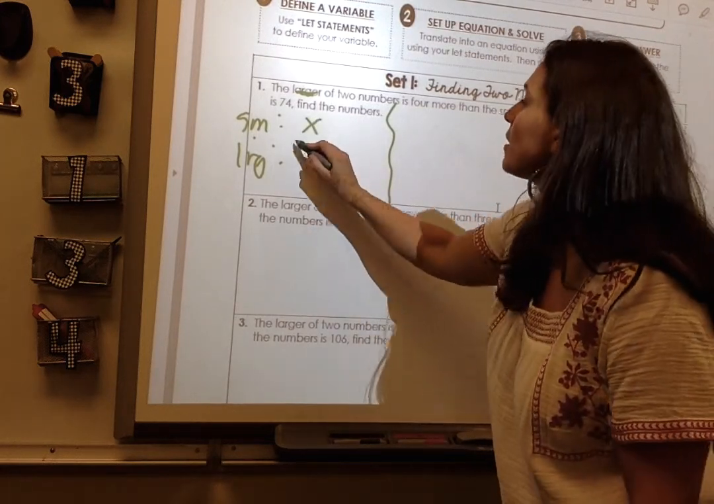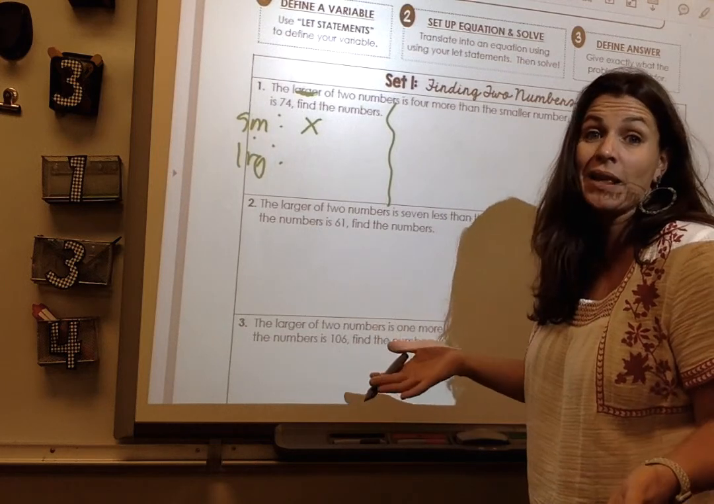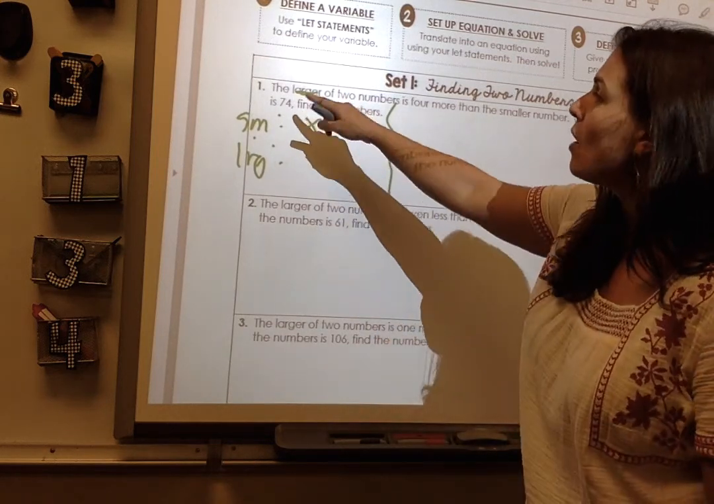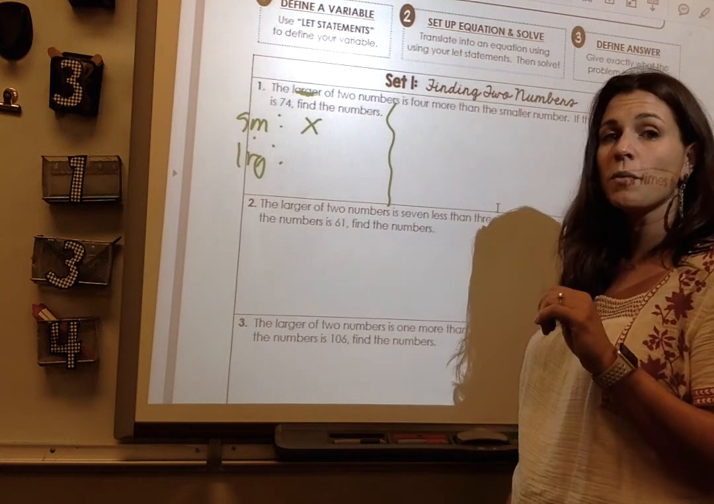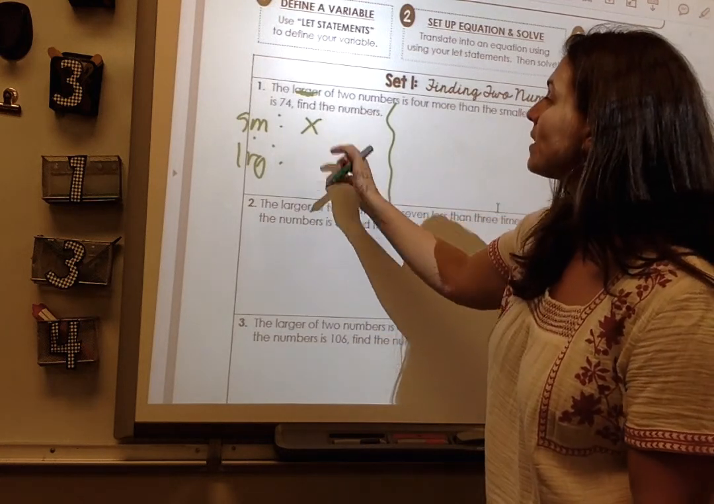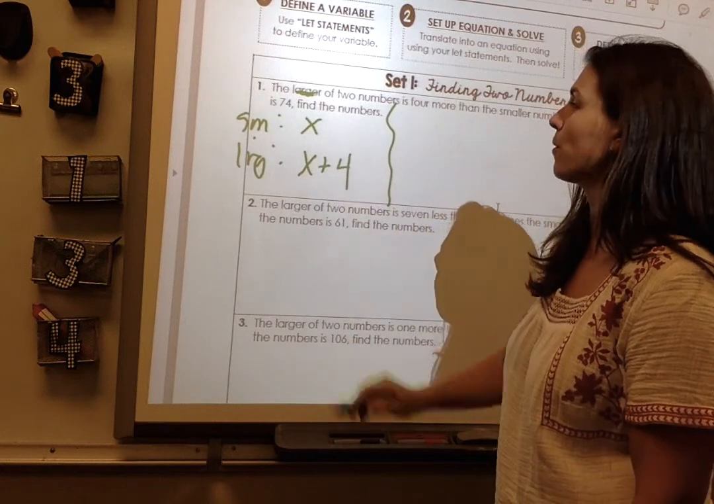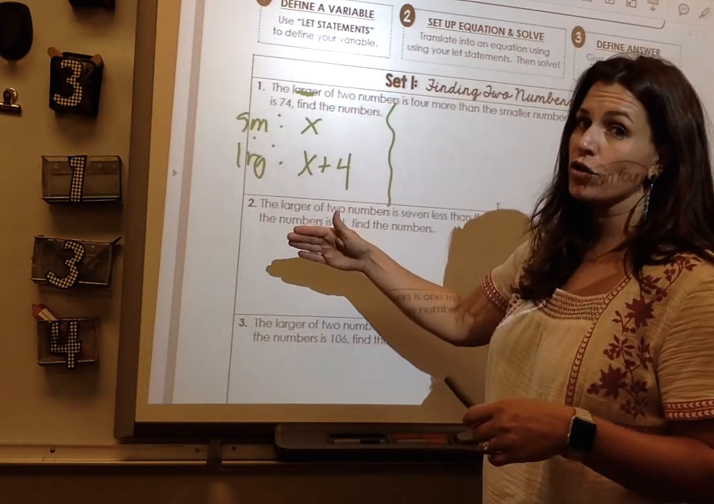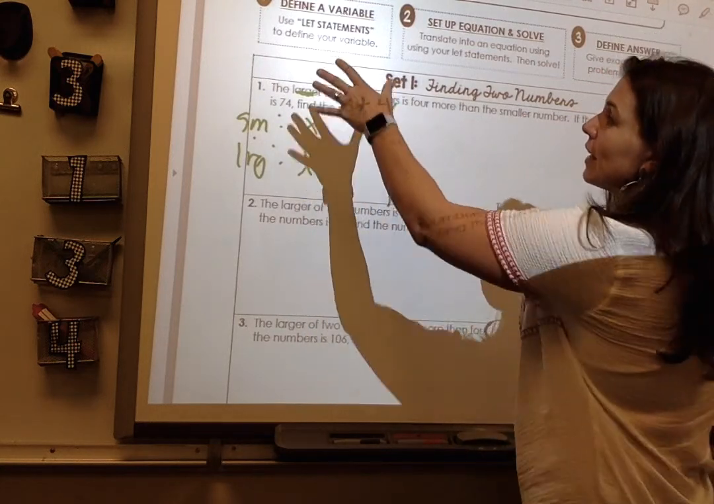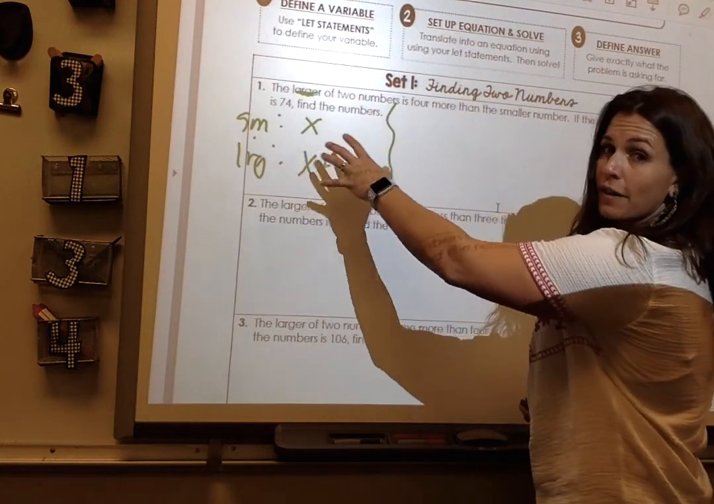So I'm going to put my small number as x because I don't know anything about it. And now when I read it, it says the larger of 2 numbers is 4 more than the smaller one. So if the small one is x, the large one is x plus 4. And I have now identified the small number and the large number. So that's my first section: I'm going to define a variable.